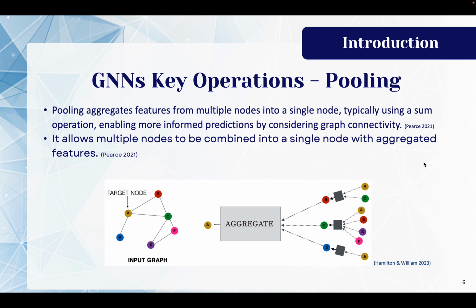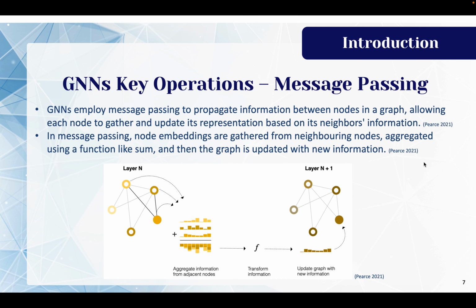Pooling aggregates features from multiple nodes into a single node, typically using a sum operation, enabling more informed predictions by considering graph connectivity. It allows multiple nodes to be combined into a single node with aggregated features. Another key operation of GNNs is message passing.